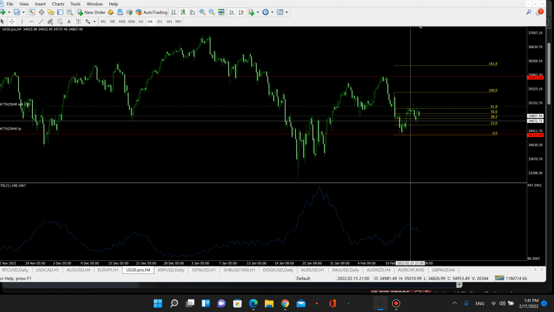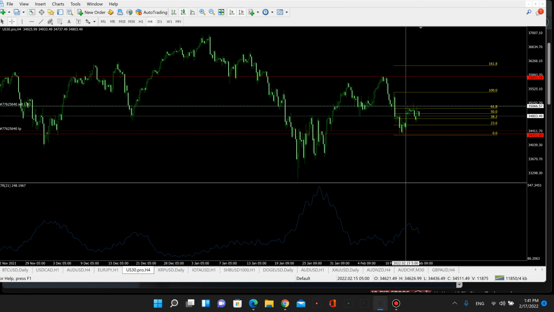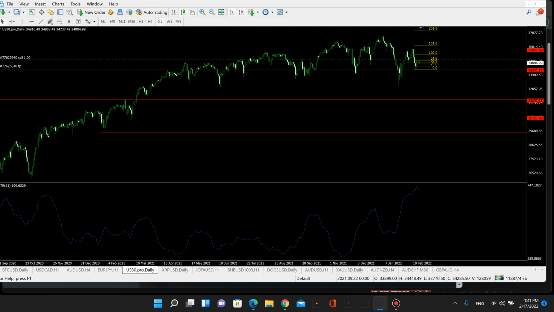To prevent that from happening, there are always going to be milestones, and there's going to be short-term targets that we take in order to take money off the table. So target 1 is at 34,427, and target 2 is looking at 33,456. On the longer term, I do suspect price to potentially go down farther, but we will continue to follow up on this pair as time goes on.